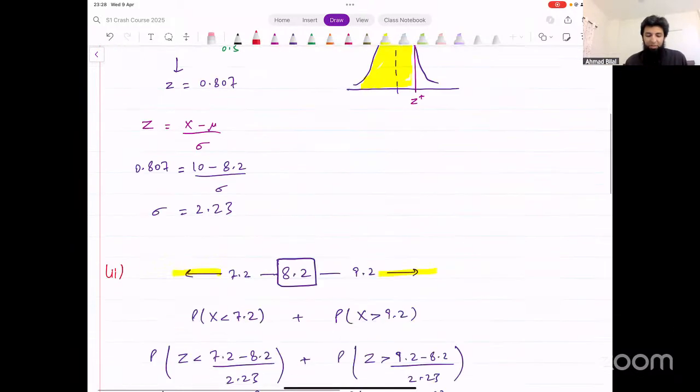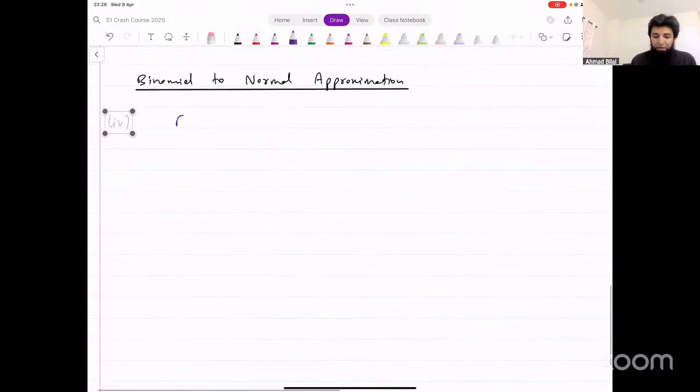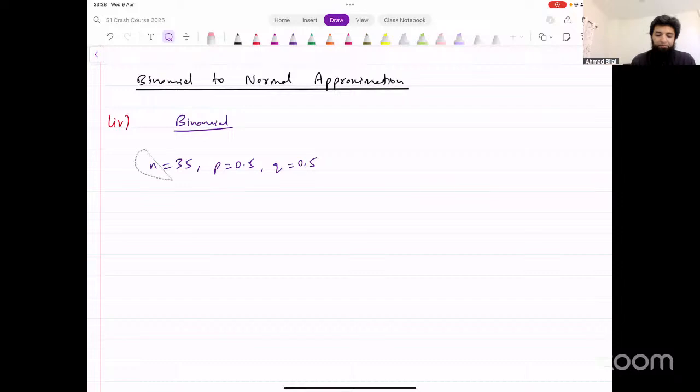So this is a binomial, and we know that this binomial is such that n is equal to 35. Probability of success is 0.5, and probability of failure is 0.5. Okay. It's a binomial that looks like this.